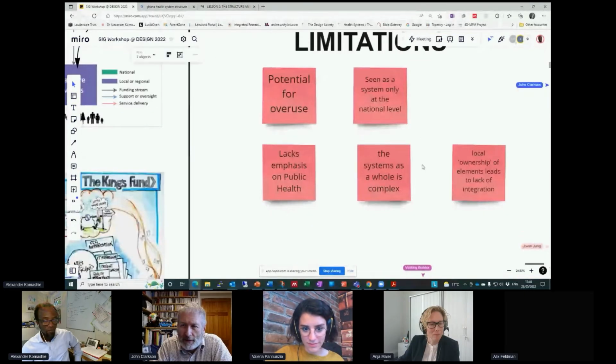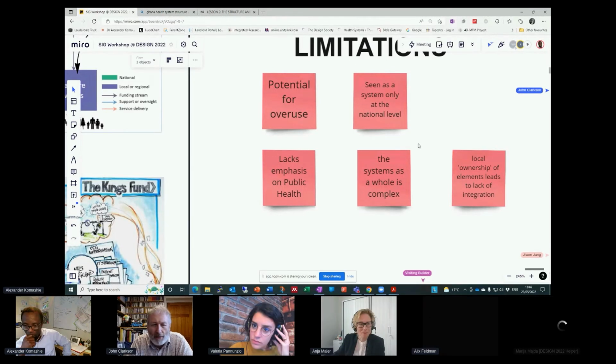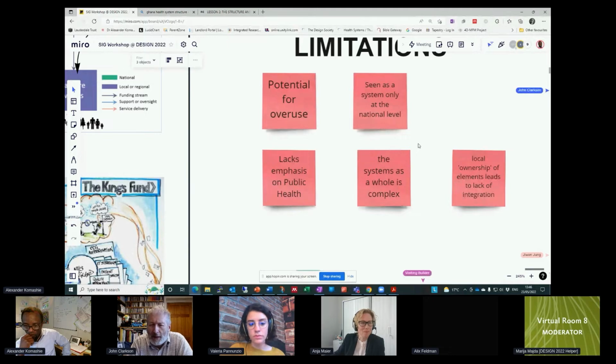I also said that local ownership of the key elements leads to a lack of integration. So different parts of the English system are pulling in different directions. They have different challenges in how they should perform. I don't know whether that's something we'll see in other countries further down the line, but that was a thought about what's distinctive about the NHS. It is free at the point of care, but it's not perfect in what it can deliver.